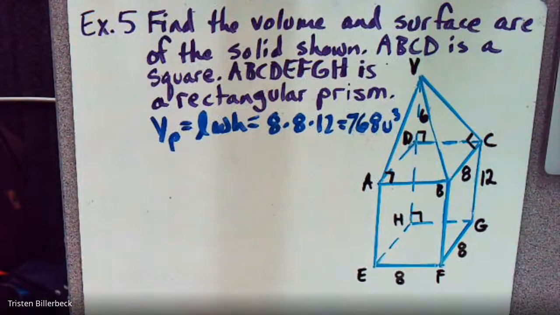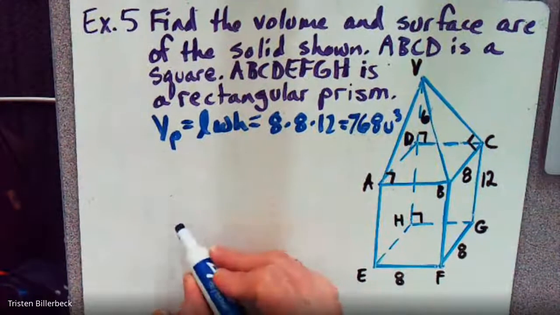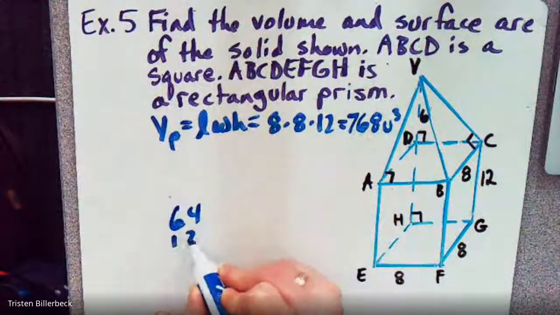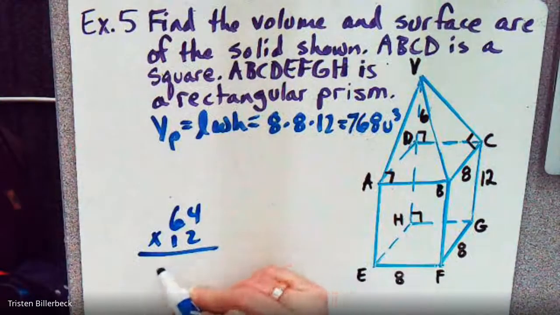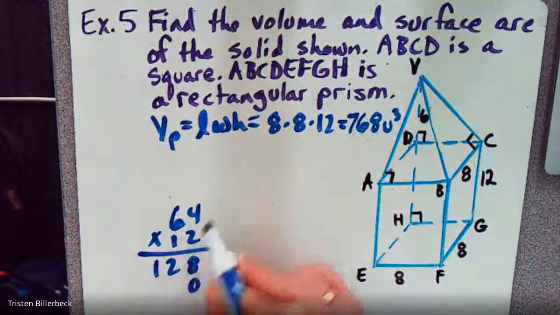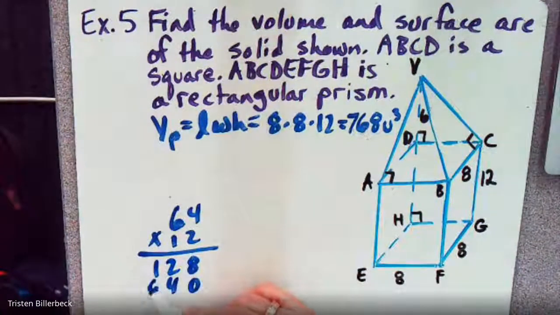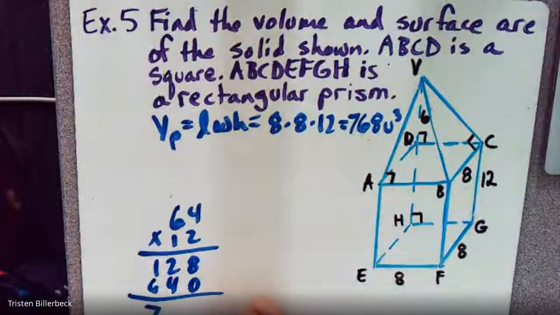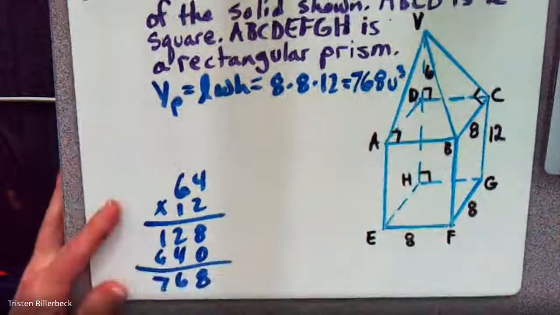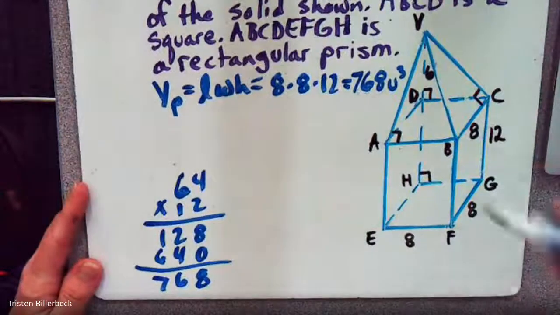So anyway, I'll do that quickly for you. So 8 times 8 is 64 times 12. And then we have 128, and then we multiply by the 10, so we have 64 here, so that's just 768. So that's how I got that number, okay? All right, so now we find this.